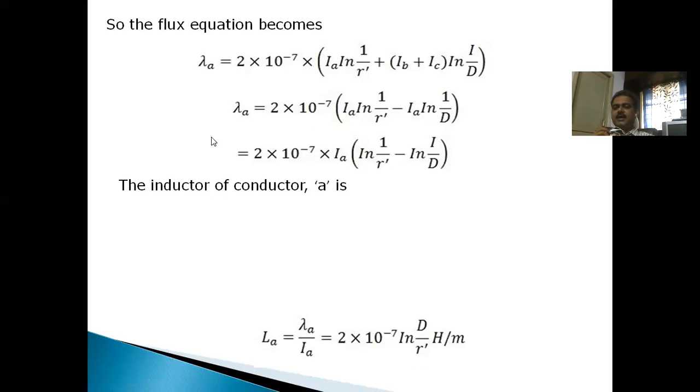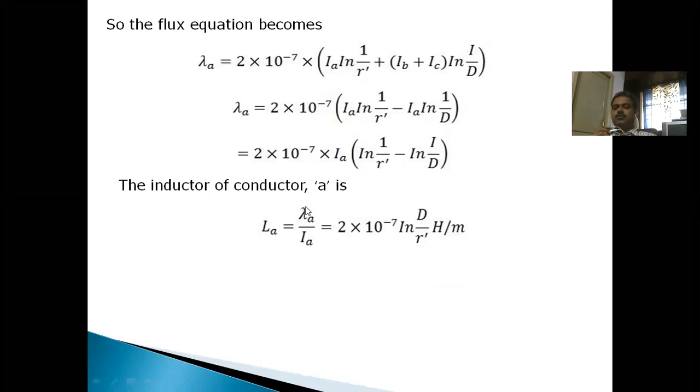Now the inductance L_A is equal to flux linkage divided by the current passing through that conductor, that is I_A, which is equal to 2 into 10 to the power of minus 7 ln D by R dash henries per meter. This gives the inductance of conductor A, or the inductance per phase value. So L_A is equal to lambda_A by I_A, which comes to 2 into 10 to the power of minus 7 ln D by R dash henries per meter.